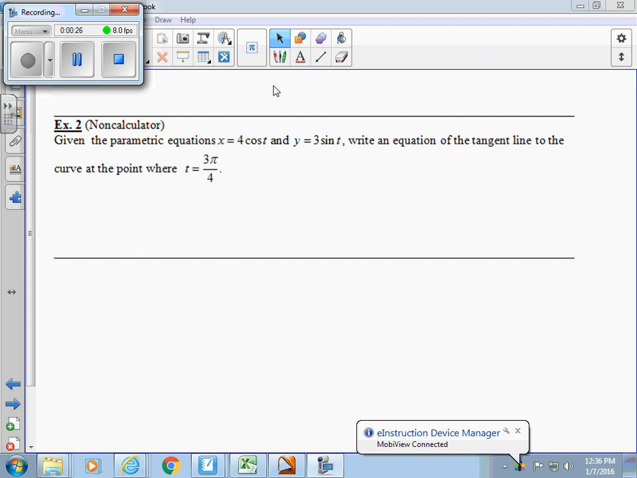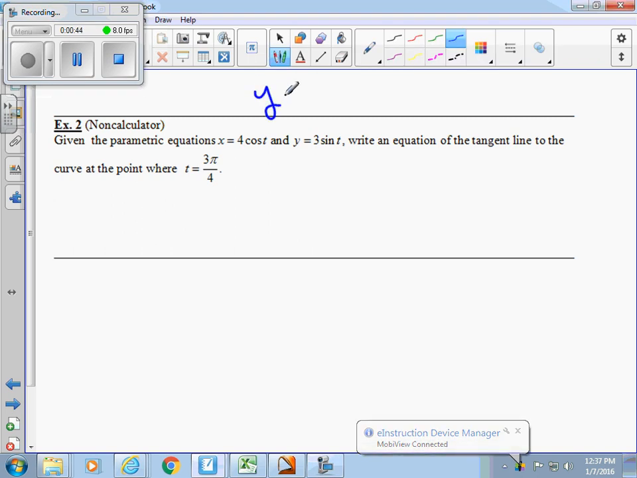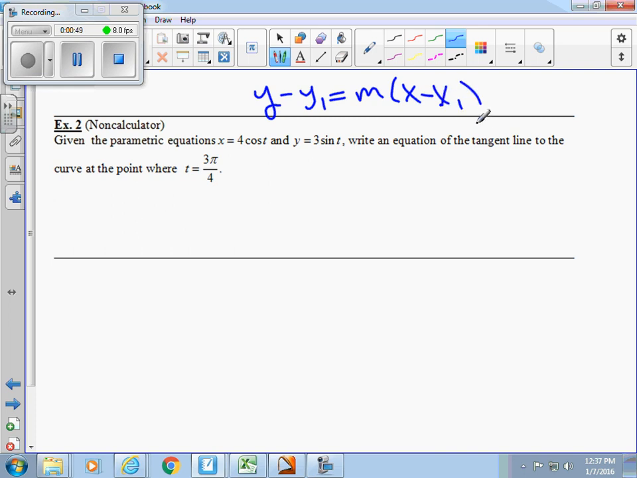Well, a tangent line on a parametric curve is still defined only in xy, right? Because a tangent line would not have to do with time. So I need to find the equation of the tangent line, which means I need y minus y1 equals m times x minus x1. So I need the slope. The first thing I want to find is dy/dx. And how do I find dy/dx on a parametric curve? Good. I find dy/dt, divide by dx/dt, right?